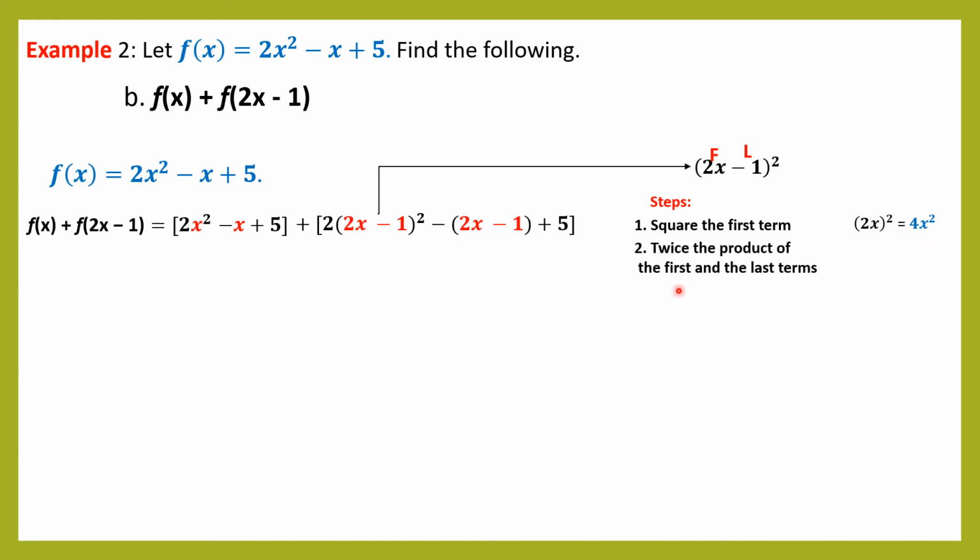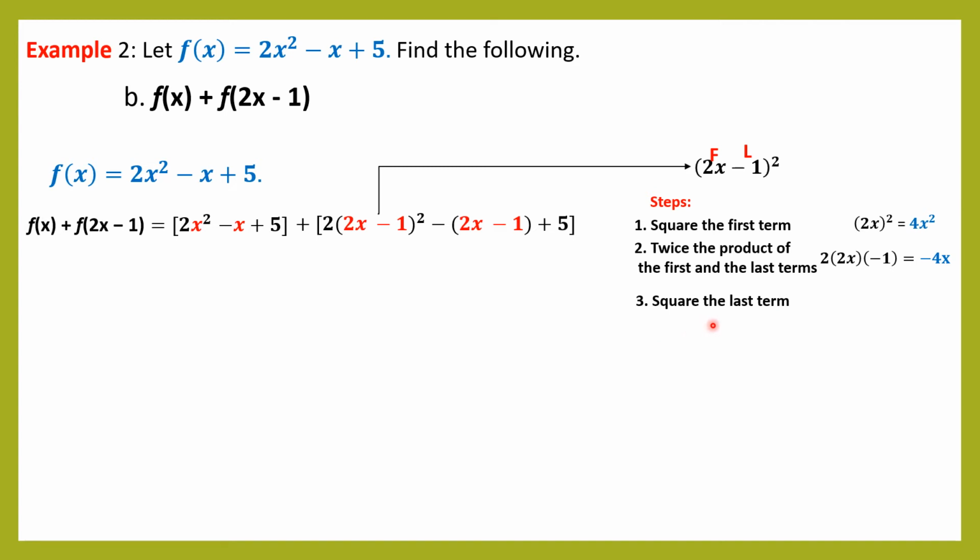Next step, twice the product of the first term and the last term. So, twice. So, ibig sabihin, multiply natin yan sa 2. So, 2 times 2x. So, ito yung ating first term. Ang last term natin ay negative 1 na. Kinary natin yung sign ng 1. So, answer ay negative 4x.